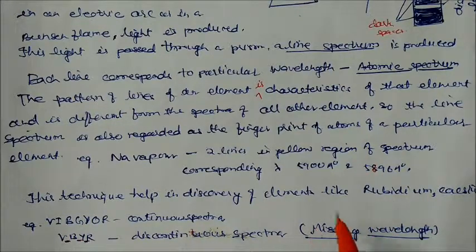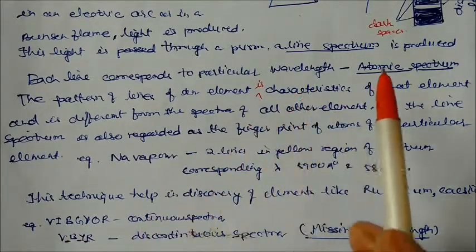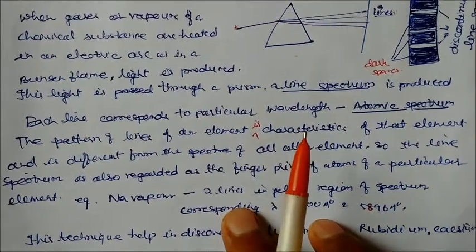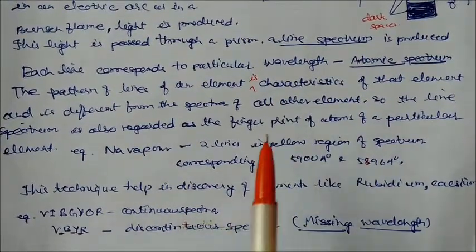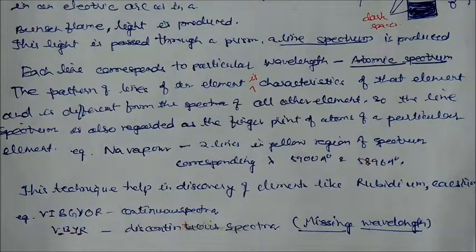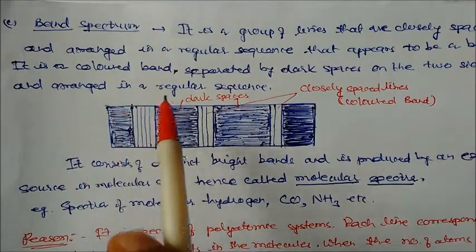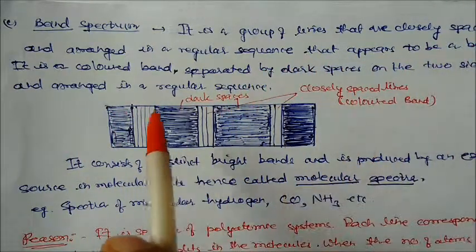Many elements were discovered this way, so this technique is used basically to discover elements. We have seen the continuous spectrum, but if you miss some lines, like if I is missing, G is missing, O is missing, this becomes a discontinuous spectrum. These spaces are the dark spaces that I have shown in this diagram. So the discontinuous spectrum is actually the missing wavelengths. Discontinuous lines have sharp boundaries, but in the continuous spectrum the wavelengths are continuous.